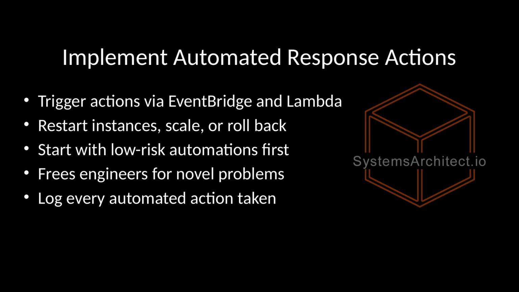8. Implement automated response actions. Manual incident response introduces delay at exactly the moment when speed matters most, and CloudWatch alarms can trigger automated actions through EventBridge and Lambda to close that gap. Common responses include restarting unhealthy instances, scaling resources, or rolling back a deployment when error rates spike.